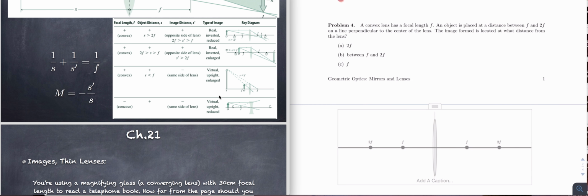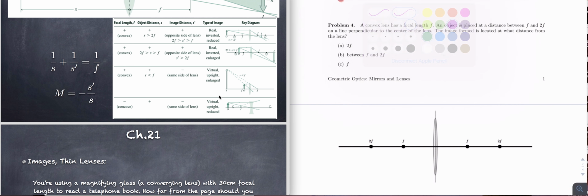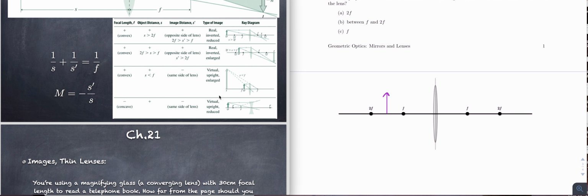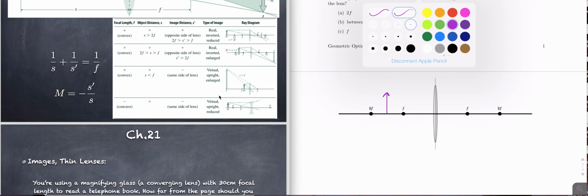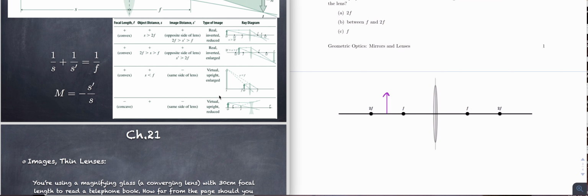So let's look at the object. A convex lens has focal length f. An object is placed at a distance between f and 2f. So we're placing an object right here. The image formed is located at what distance from the lens? This is a perfect example of a problem where we can use ray tracing, and I want to use the first two ray examples.